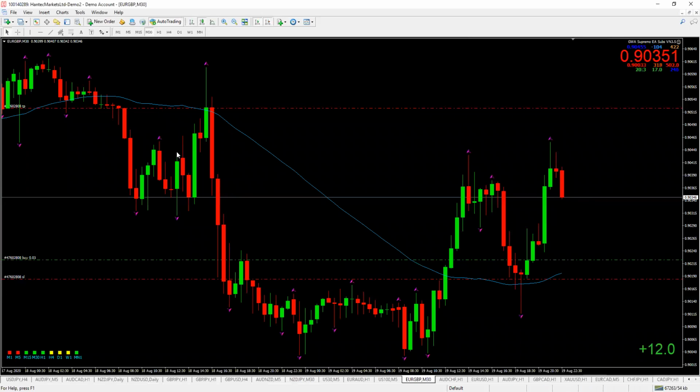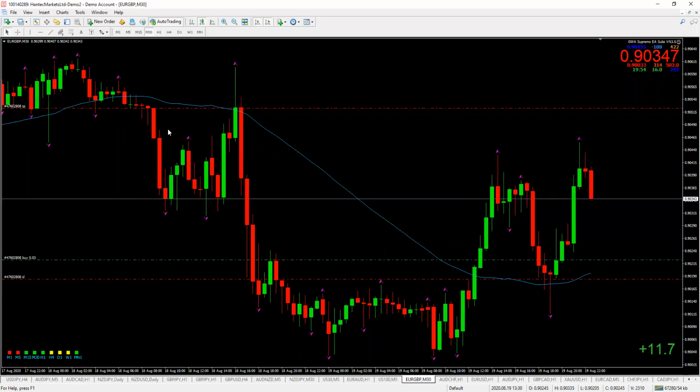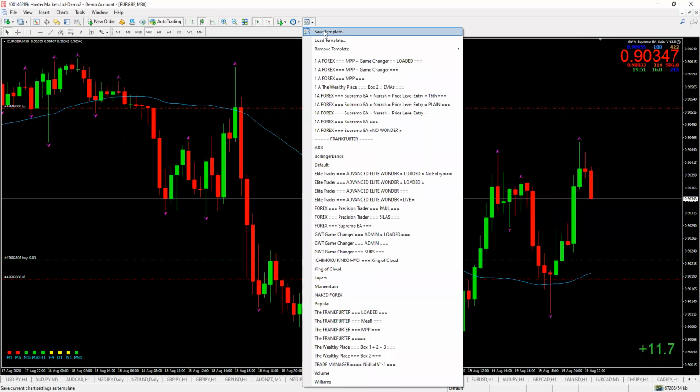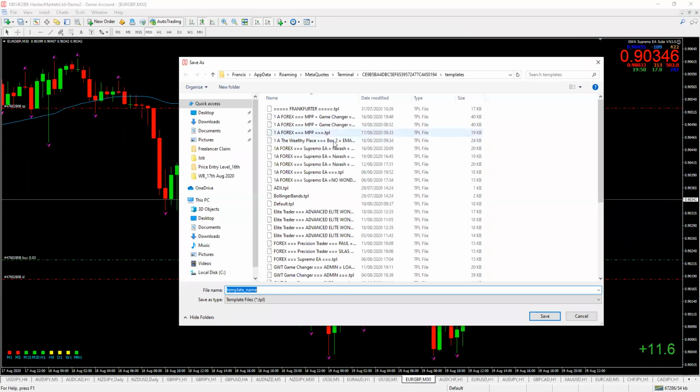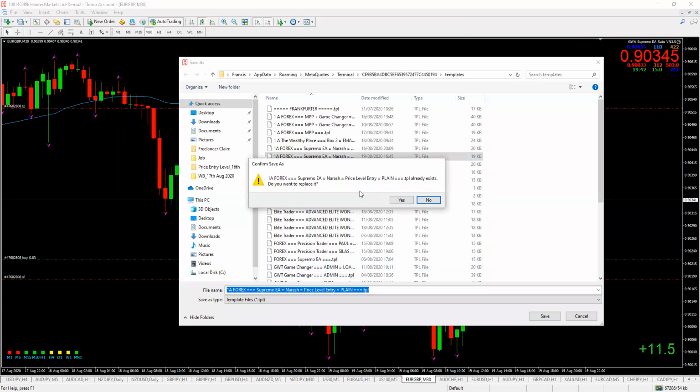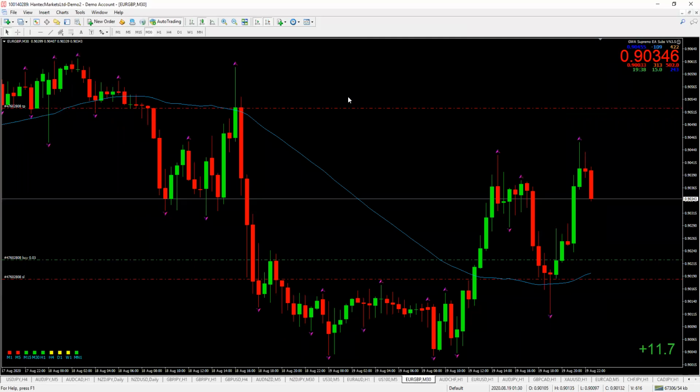So as we see here, the price has been in a downtrend, but it's just broken above the moving average there. Each time you modify your template, you want to save it again, just to replace it, or else you'll have to do that every time.